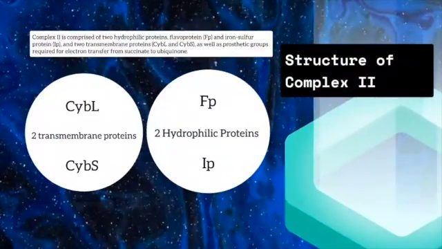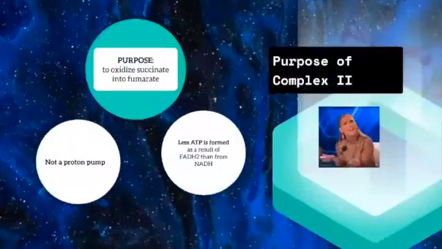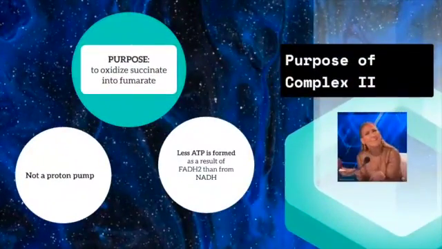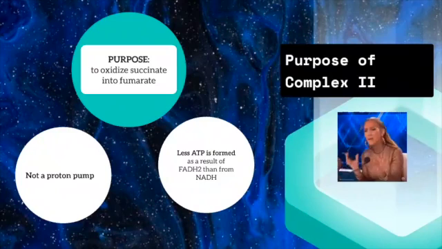Complex 2 is composed of 2 hydrophilic proteins, an iron-sulfur protein and a flavoprotein, as well as 2 membrane proteins. The purpose of complex 2 is to convert succinate to fumarate with the help of the enzyme succinate dehydrogenase.